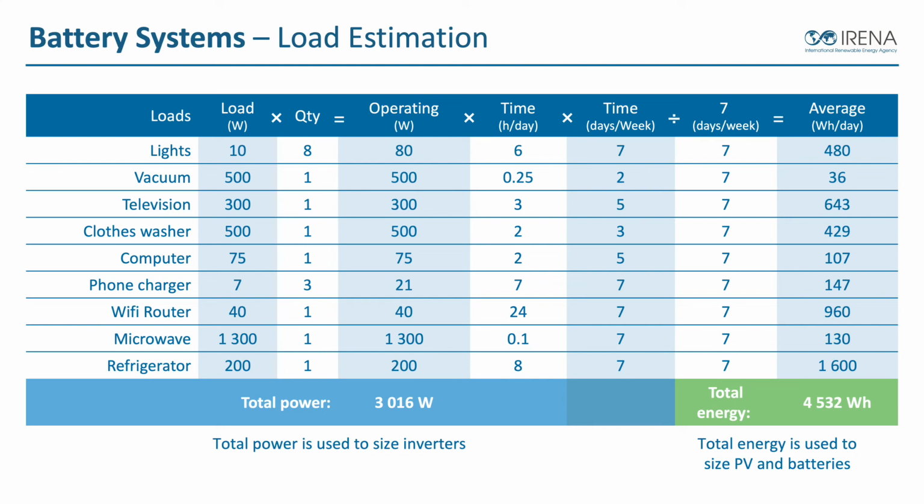So we say, how many watts do I need to deliver at any given time into that building? Well, I need to deliver at least 3,000 watts to make sure that I can run all the things that I want to run at any time. So that's how we total up the watts.